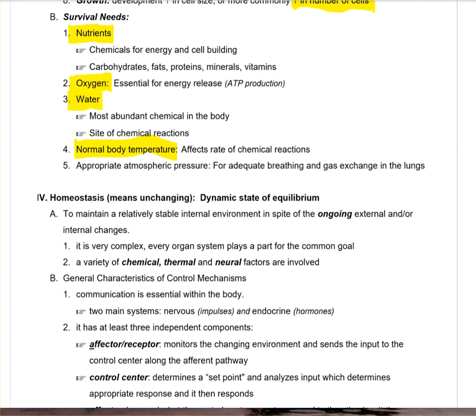Lastly, this is the one that we don't think about very much, and unless you're a pilot or an astronaut or a diver, you probably don't even ever worry about it, and this is appropriate atmospheric pressure. And this is so breathing can occur and gas exchange can occur effectively. Most of the time we're in parts of the world and at different elevations where we don't need to worry about this, but there are some places where the atmospheric pressure is too low or too high, and we often need special suits in order to survive in those environments, so the pressure is correct.